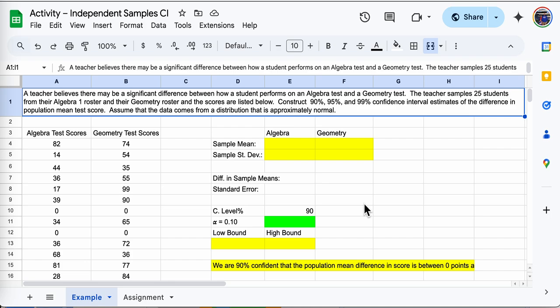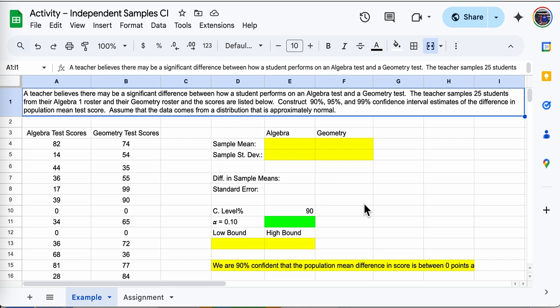Right, you've taken both of these courses. You probably remember there being a drastic difference between the way of thinking in algebra versus the way of thinking in geometry. So that's the purpose of this study. The teacher samples 25 students from their Algebra 1 roster and their geometry roster, and the scores are listed below. We have 90, 95, 99% confidence.